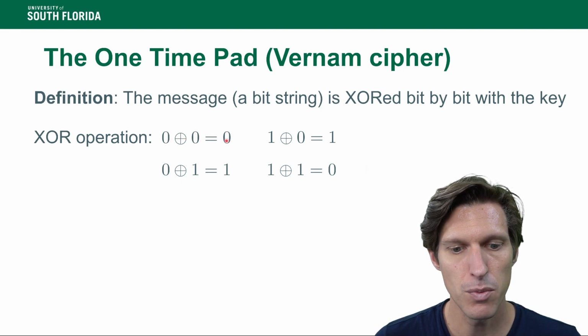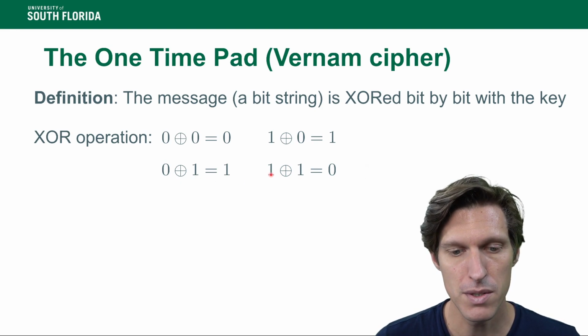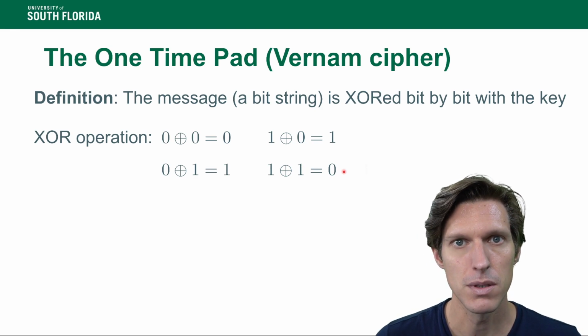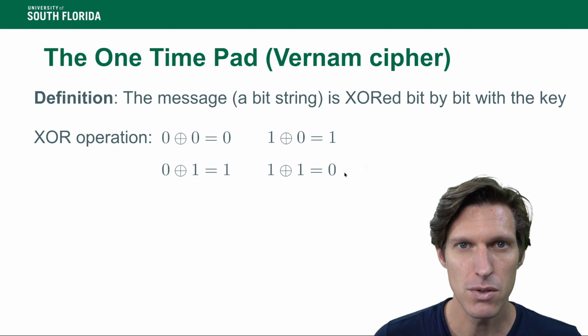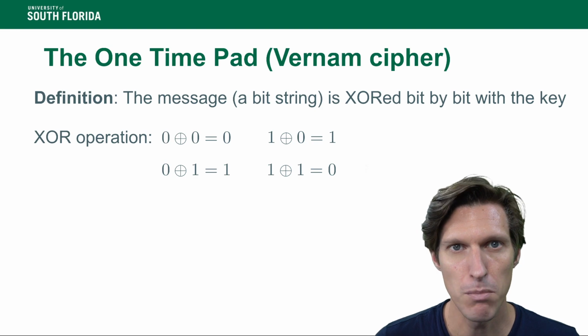Okay, so you have 0 plus 0, 1 plus 0 is 0 plus 1. That is just like the regular plus, but 1 plus 1, so 1 XOR 1, is 0. Okay, so for those of you who are familiar with modular arithmetic, it just means that you're doing additions and then reduce the result modulo 2.